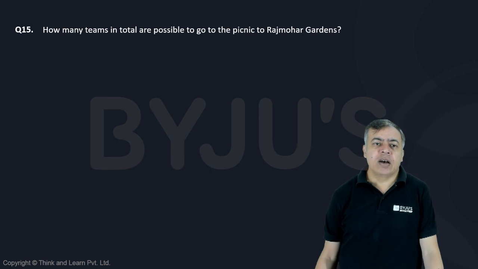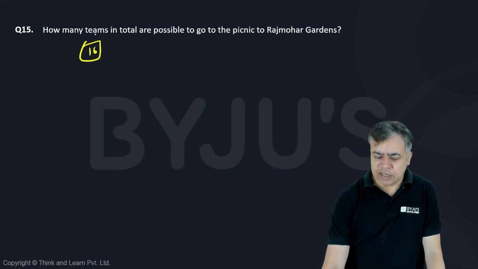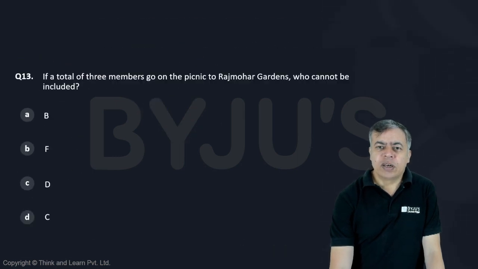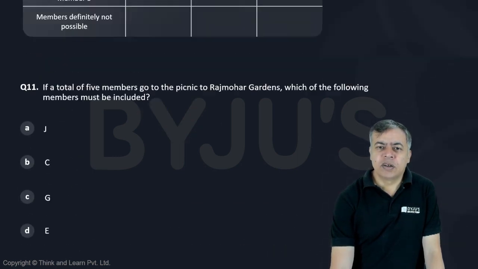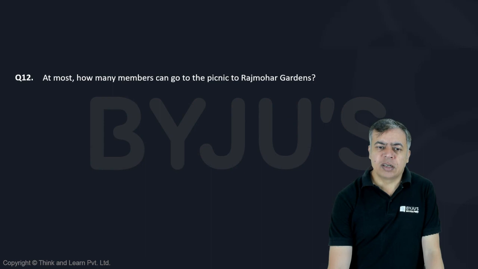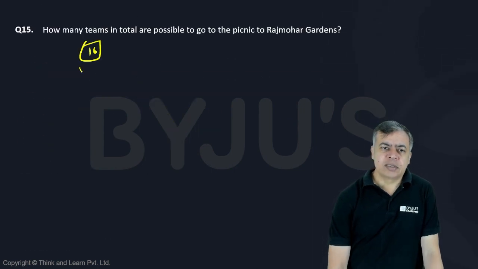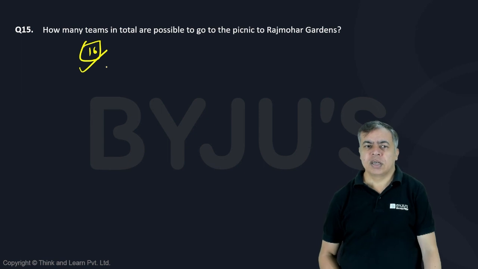Okay, now the question is how many teams in total are possible to go to the picnic to Rajmahal Gardens? So we have counted those number of possibilities. I think it was 16. Okay, just see again. So the total number of possible teams, here it is 1, 2, 3, 4, 5, 6, 7, 8, 9, 10, 11, 12, 13, 14, 15, 16. So 16 possibilities, right? We have already solved this. Total number of possible teams are 16.